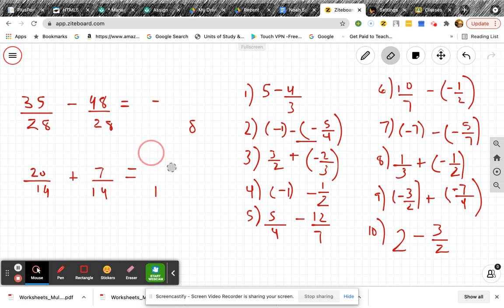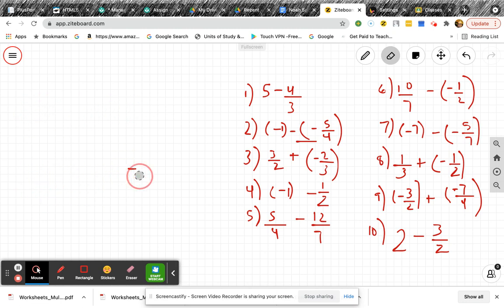Number 7 is -7 minus a -5/7. And you got to be careful about this one because it has the minus a negative. So we have -7. We don't do anything with that. But then it becomes plus 5/7. Minus a negative becomes plus.